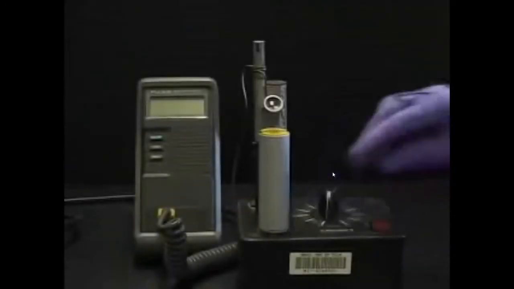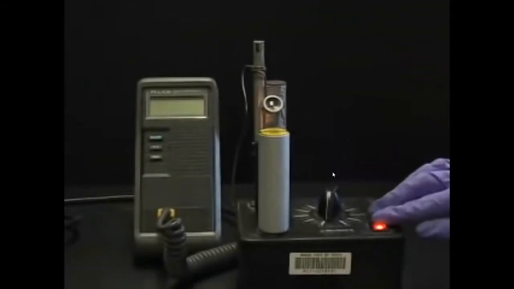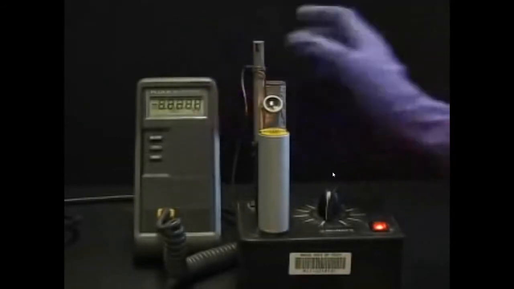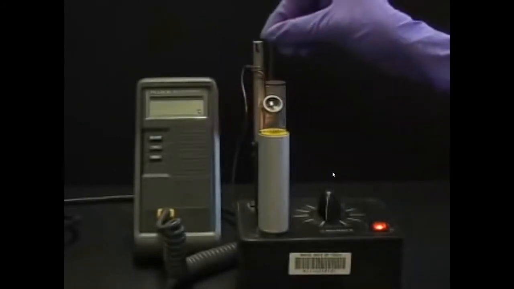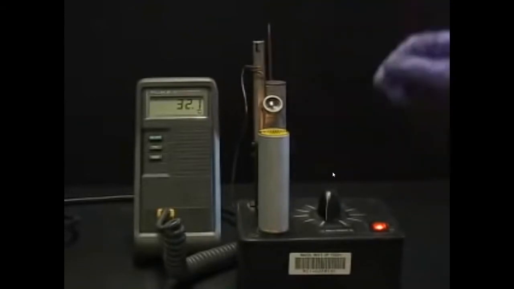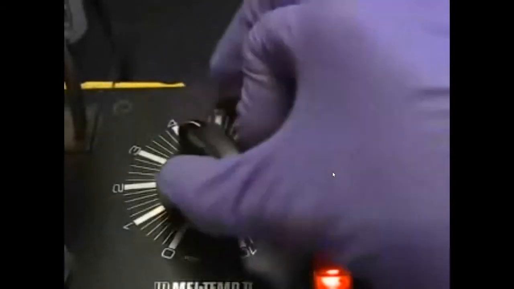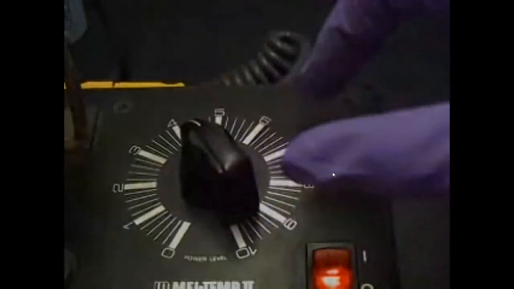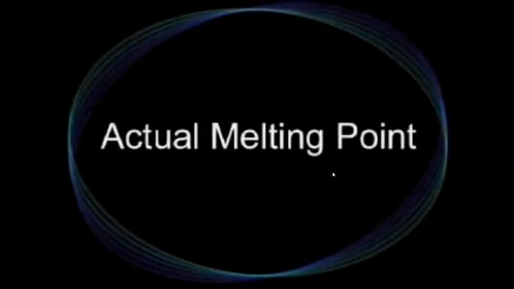To determine the crude melting point, set the voltage on the Mel-Temp to 0 and wait until the apparatus has cooled to room temperature. Insert a sample, increase the temperature at a rate of 10 to 20 degrees Celsius per minute, and record a rough temperature when the sample melts.